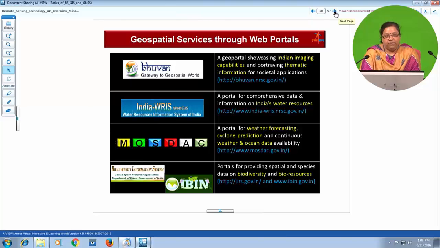These applications are disseminated through geospatial services on our web portals. We have a number of web portals for disseminating this useful information. Bhuvan is a geoportal showcasing Indian imaging capabilities and portraying thematic information for societal applications. It can be downloaded from Bhuvan and nrsc.gov.in. We have India WRIS, a portal for comprehensive data and information on India's water resources. We have MOSDAC, a portal for weather forecasting, cyclone prediction, and continuous weather and ocean data availability. Then we have the Biodiversity Information System, a portal for providing spatial and species data on biodiversity and bioresources.